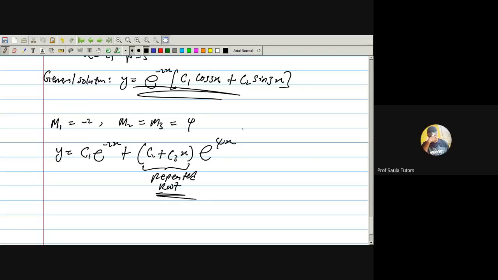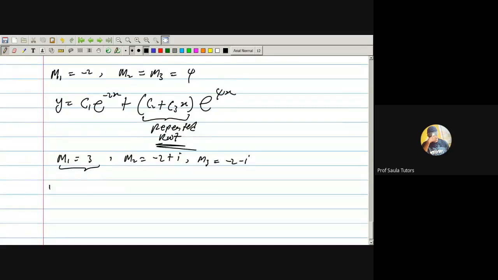Okay, let me solve another one. We now have something like m1 equal to 3, m2 equal to minus 2 plus i, and m3 equal to minus 2 minus i. One is a real root, while the other two are complex roots. How do we solve it? Now, pay attention. You see the general solution: y equal to C1 exponential 3x. There's no problem here.